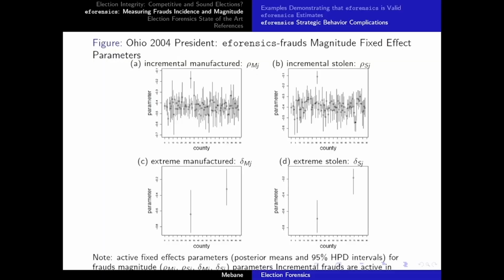Is that because there was massive fraud in Ohio? I'll do the main thing in order because I don't have time to play around here. The key thing, which you can't see in this plot, is that these are the fixed effects for the magnitudes of the frauds. And the key signal that maybe it's not fraud, but strategic behavior in Ohio, is that all the coefficients here are negative. All these incremental fraud, manufactured and stolen vote fraud magnitudes are negative. This means that what we're picking up could be due to strategic behavior and not frauds.